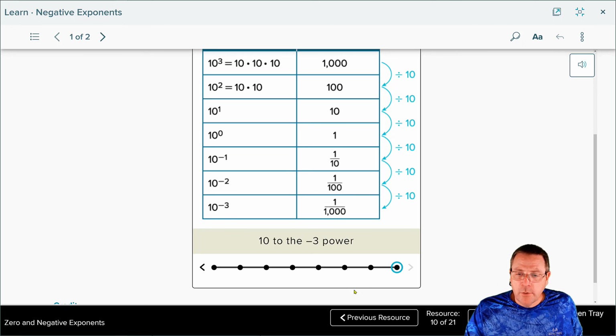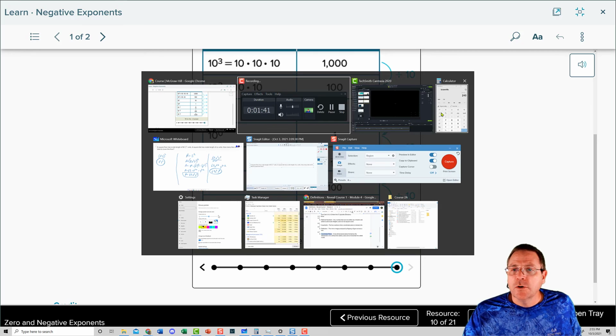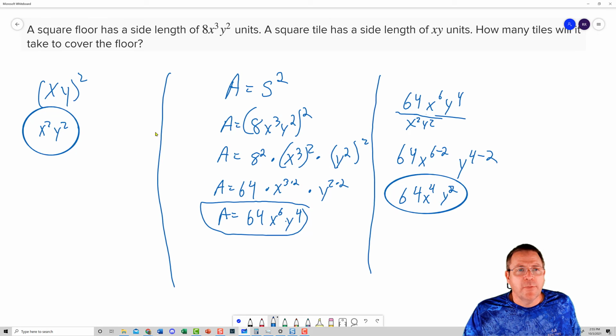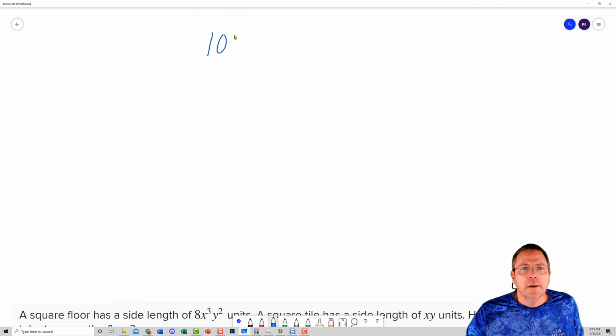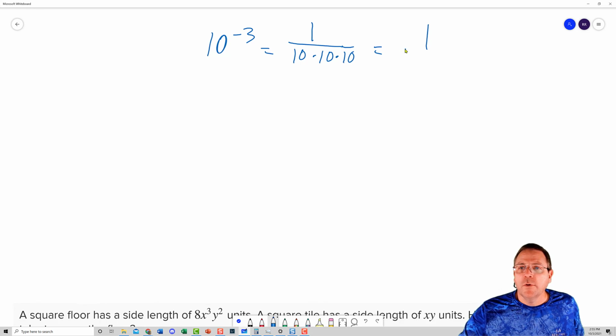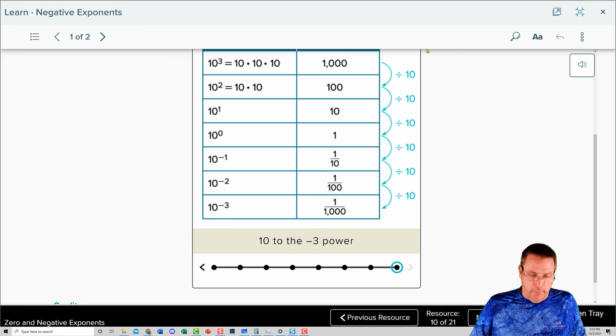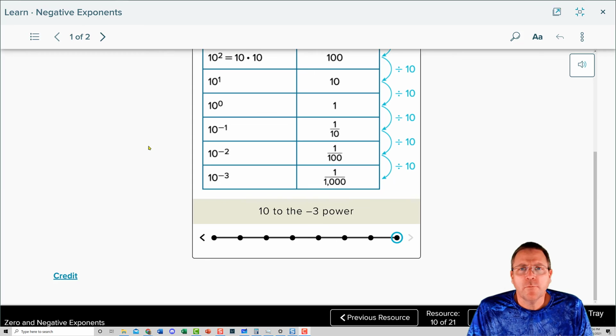And I'm going to show you real quick what that actually looks like, 10 to the negative 3, because I think they're kind of jumping ahead of you here on some of this. So 10 to the negative 3 would be written as 1 over 10 times 10 times 10, and that is where they're getting their 1 over 1,000 answer. Now this looks like a really good place for us to stop part 1, come back, and we will do part 2 of zero and negative exponents.